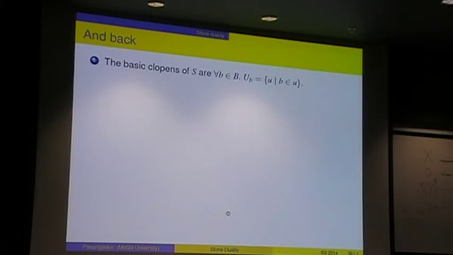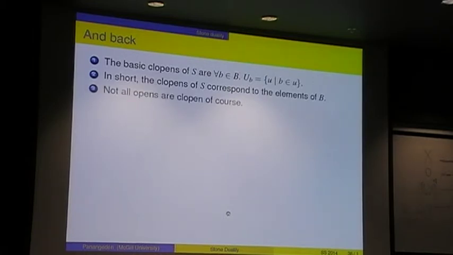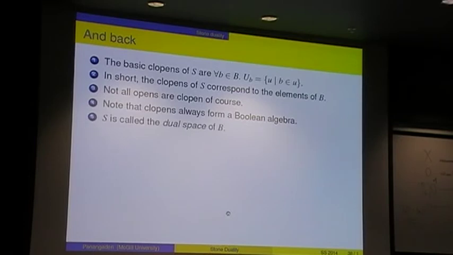How do I go back? Well, if I have a Stone space S, it has a base of clopen sets. So I just take my basic clopens, and they will give me a Boolean algebra automatically. So the clopens of S correspond to the elements of B. Of course, I'm not saying that all opens are clopen, but if I do look at the clopens of S, they precisely correspond to the elements of B from which I started, and note that clopens always form a Boolean algebra.